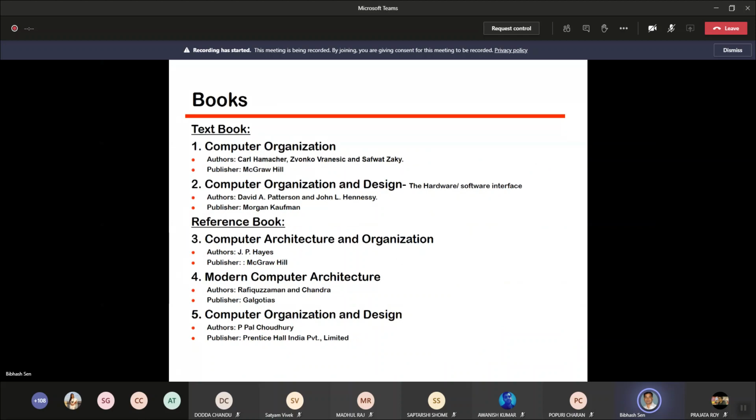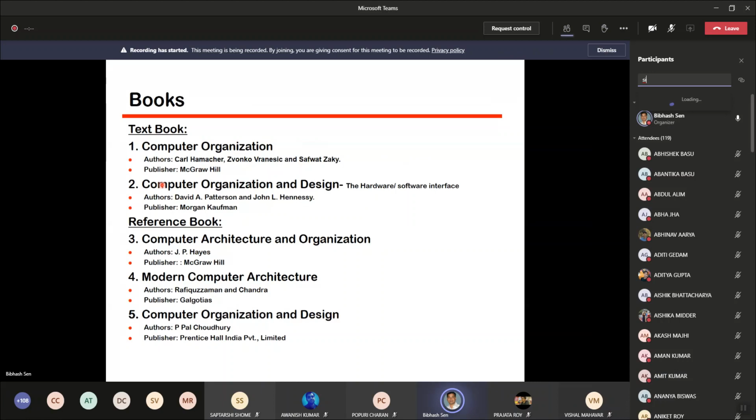These are the textbooks. Generally we will follow Computer Organization by Hamacher, Zaky, with the last name spelled Z-A-K-Y. Is it visible to you? Yes, sir. This is Zaky, actually Safwat Zaky, so we call it Hamacher Zaky. This book is our textbook, and most of the portion will be covered from it.